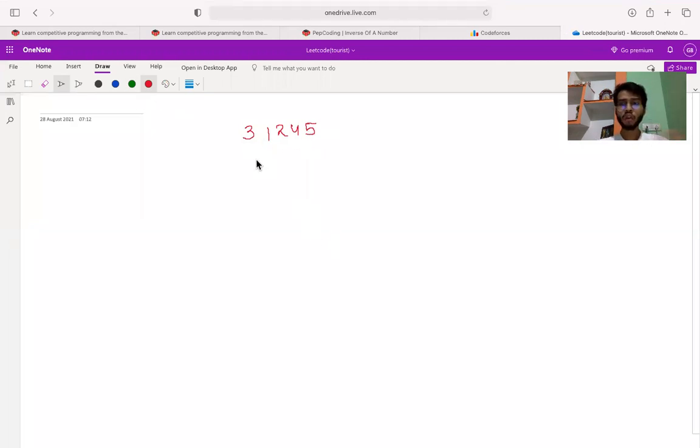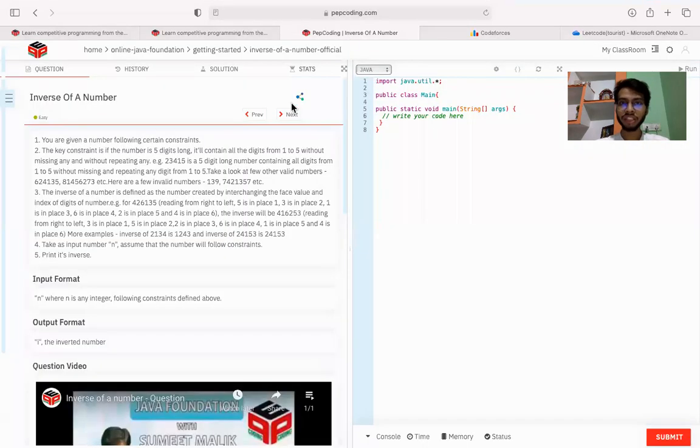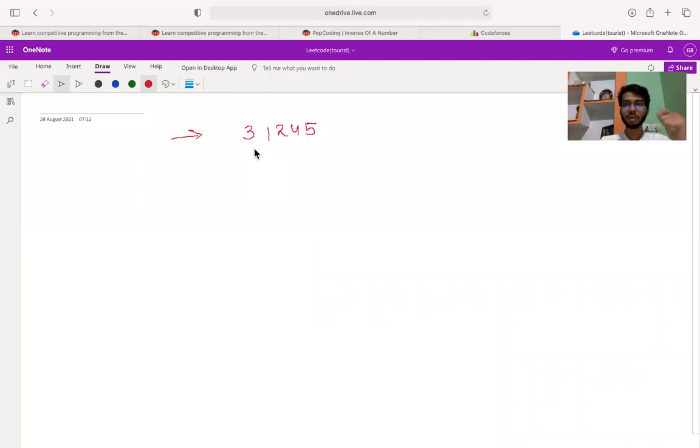Okay, so what are we going to do in this problem? The second thing they have mentioned in the problem statement is that we need to traverse the number from right to left. In the previous cases we were always traversing from left to right, but here we don't need to do that. We need to traverse the number from right to left. So this is my first position, this is my second, this is my third, this is my fourth, this is my fifth position. So let's write over it.